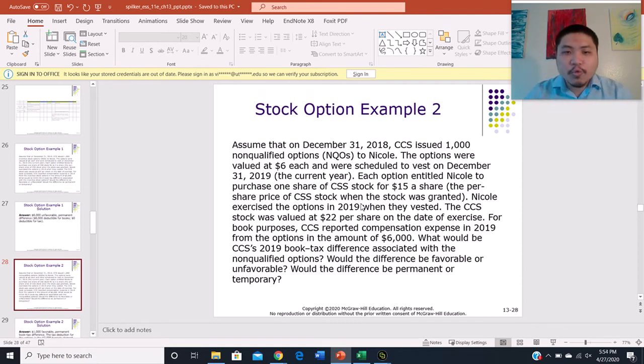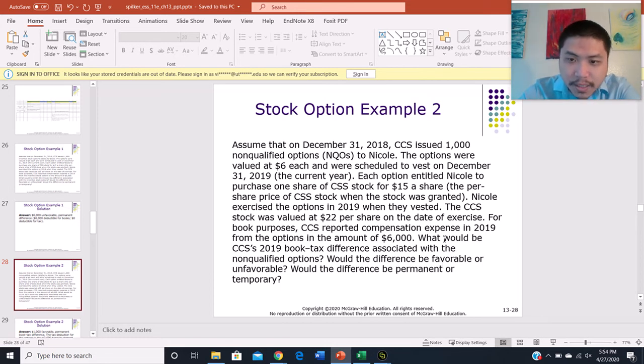This is going to be a non-qualified stock option. Assume that on December 31st, 2018, CCS issued 1,000 non-qualified options to Nicole, and the options were valued at $6 each and were scheduled to vest on December 31st, 2019. Each option entitles Nicole to purchase one share for $15. So everything is like the last example. On the exercise date, the market price of the CCS stock is $22. For book purposes, CCS reported the compensation expense in 2019 from the option in the amount of $6,000.